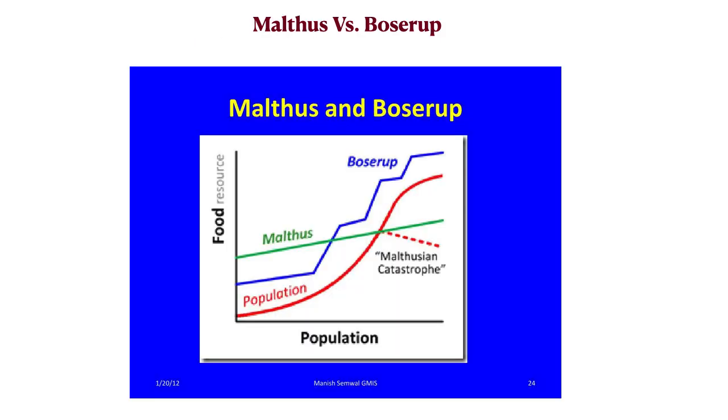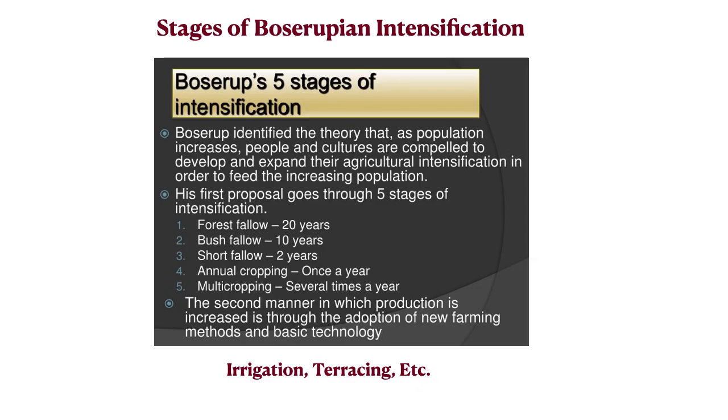So just to very simplistically graph it, you could see population increasing, and then Malthus' view that food supply is going to just slowly increase, and eventually there'll be this crisis point, Malthusian catastrophe, with Boserup arguing that you have these jumps in food production as people adapt to larger populations. And they do so through what is known as agricultural intensification.